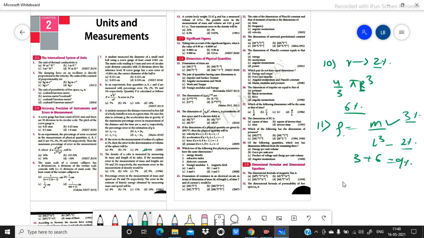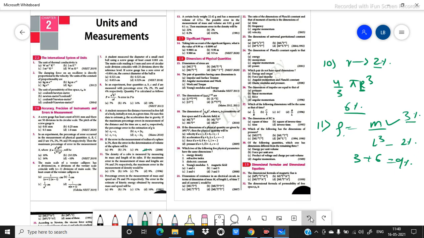So 3 into 1 is 3, but 2 into 3 is 6, giving 9. So the correct answer for question 11 will be 9. And for question 12, what is the question? For 12, it is given that the percentage error of the measurement of the mass and speed is given as 2 and 3, and we need the error in the estimate of kinetic energy.